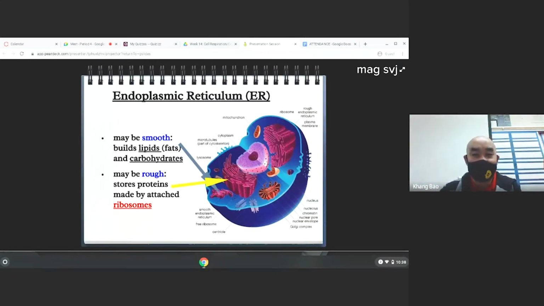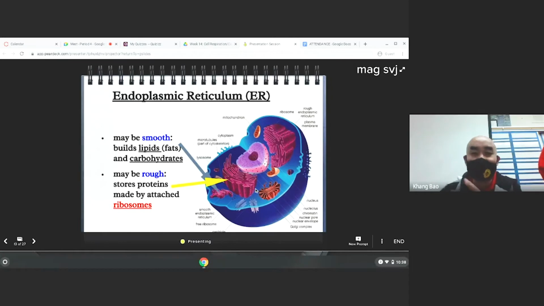So there are two types of endoplasmic reticulum, right? On the vocab list, the first type is what we call the smooth endoplasmic reticulum.